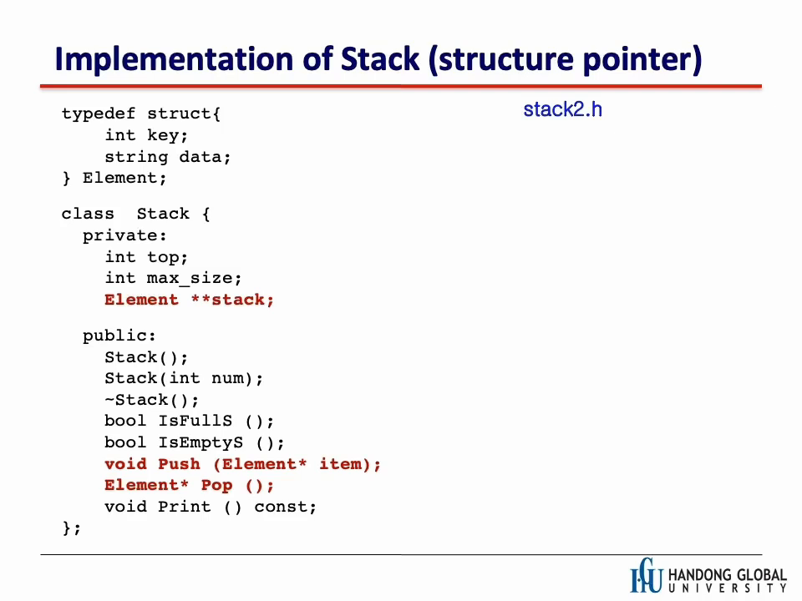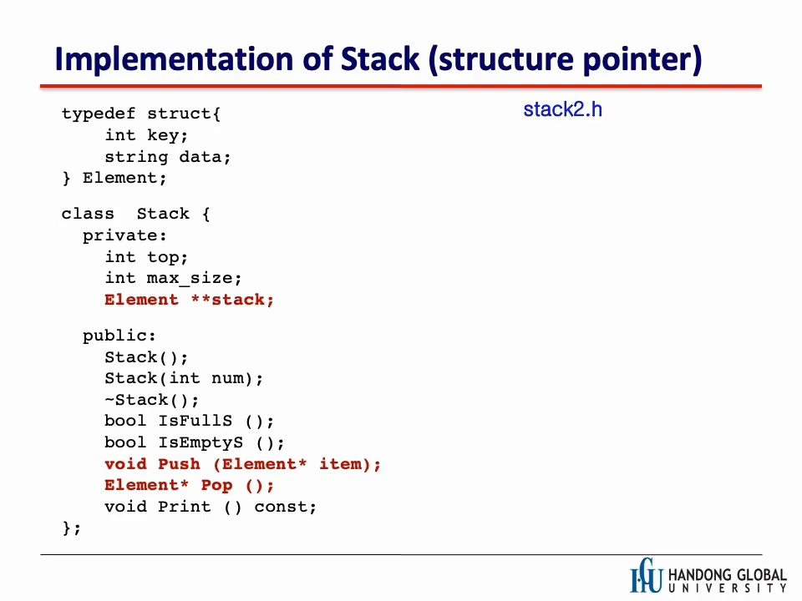In the class stack, we have a top and max size and the double pointer, the element double pointer stack. In the public functions, we have a constructor, and we have two different types of constructor. The default constructor, and the second constructor gets just one integer value. If we have some specific number for the structure stack, then we will call the second constructor with the fixed size of the stack. Otherwise, if you don't have a specific number, then we will use some default number.